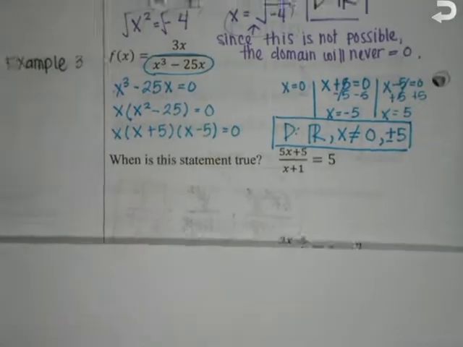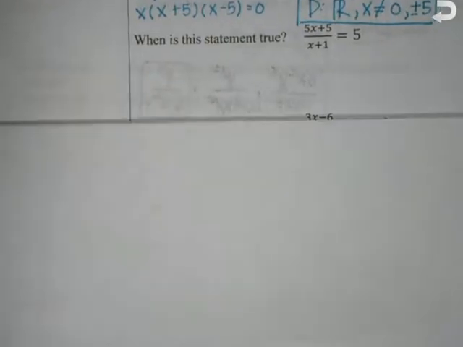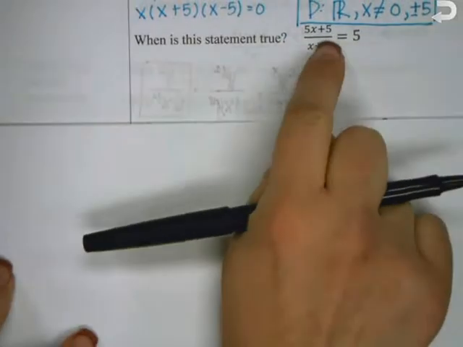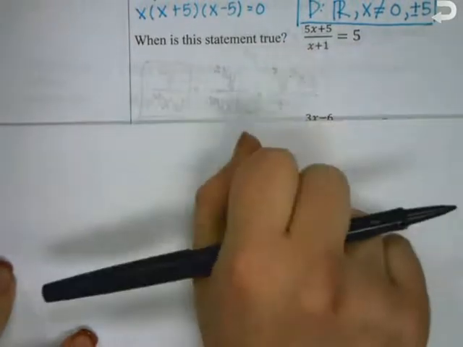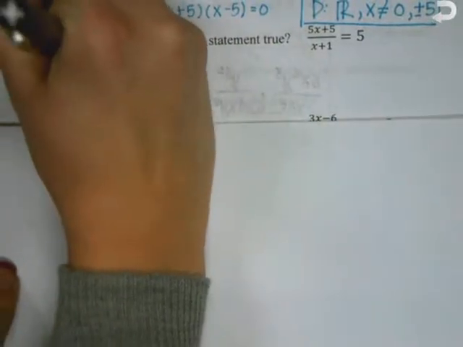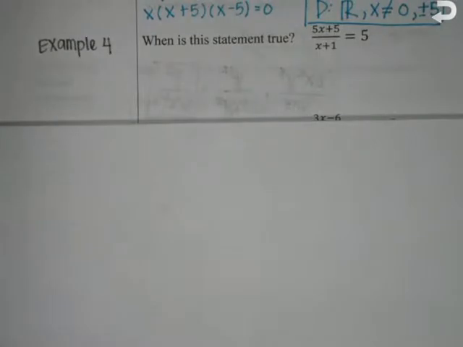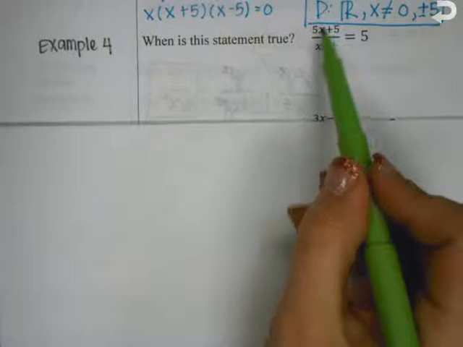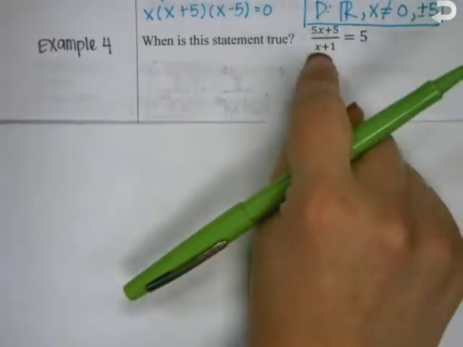When is this statement true? 5x plus 5 over x plus 1 equals 5. When is that true? Okay. So before we get too stressed out about this, let's look at the function right here. Do you guys see anything that we can do with this before we start working?